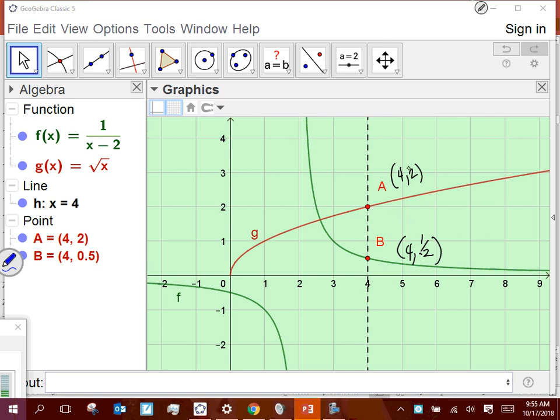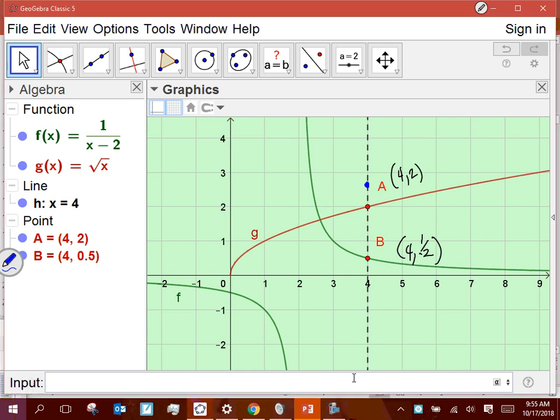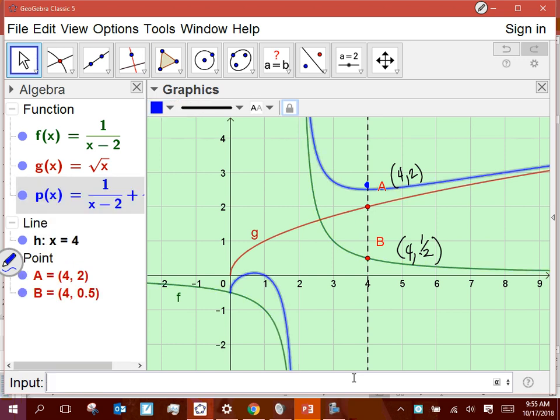All right, so when we're adding F plus G, the idea is for the same X value, you're adding these Y values, and it gives you 5 halves, right? So at 4, if I was to plot 5 halves, which is 2.5, correct? We'll plot that point right there. And let me show you what happens when I ask this to graph F of X plus G of X. You see how that blue curve has that point right there on it of 2.5? Does that make sense?